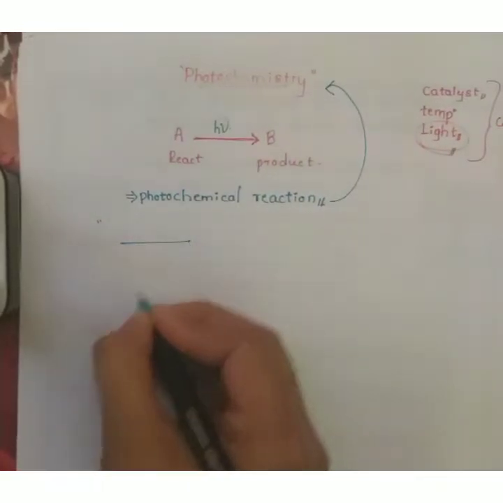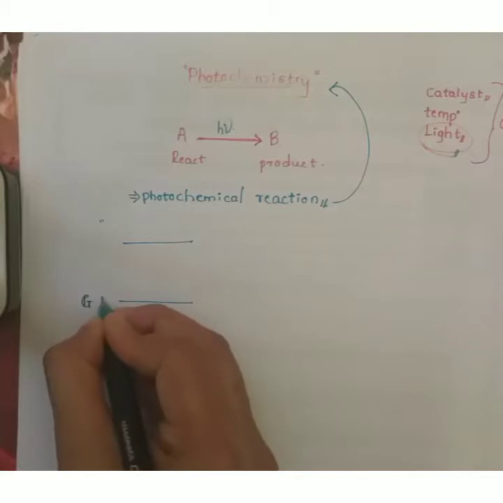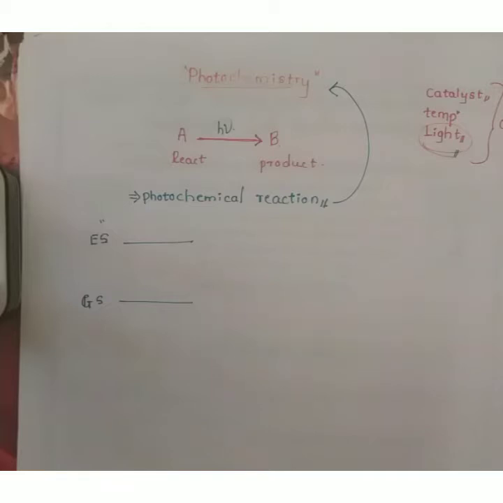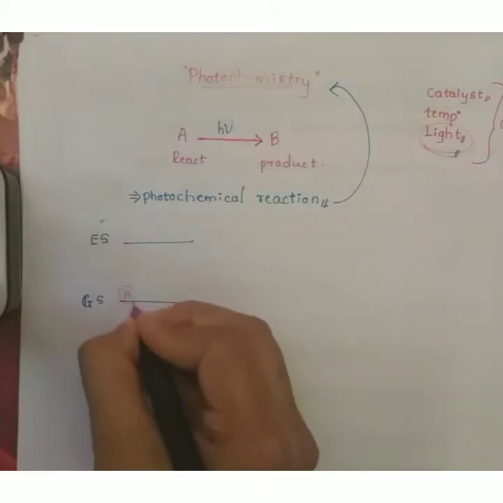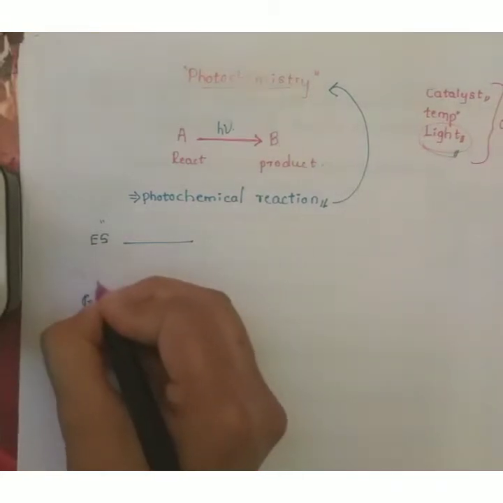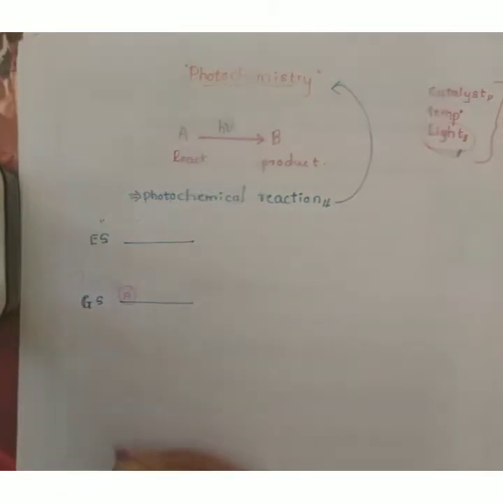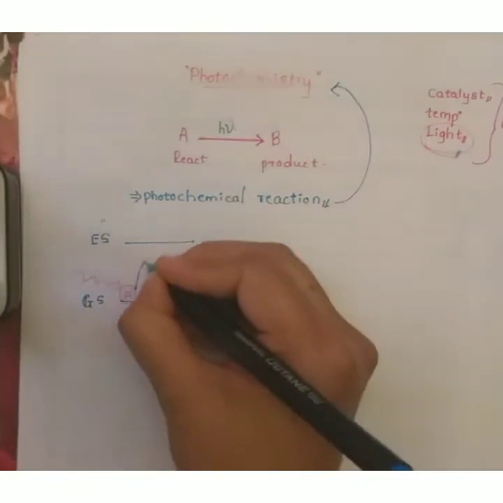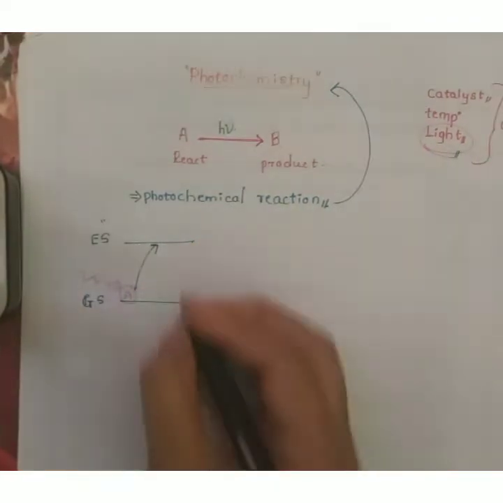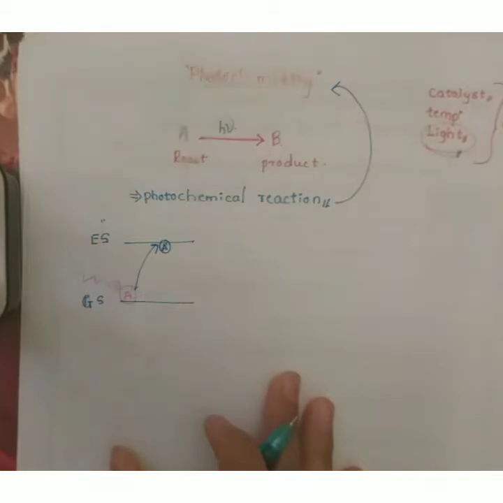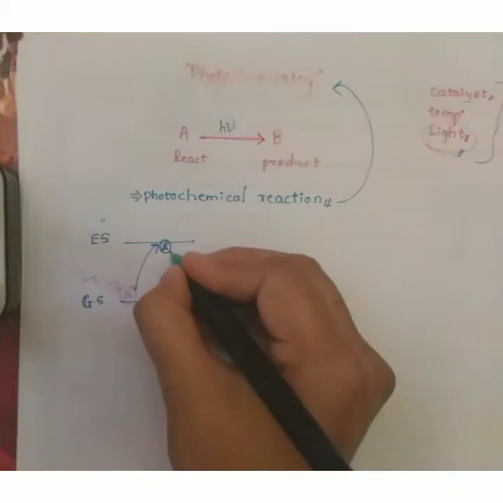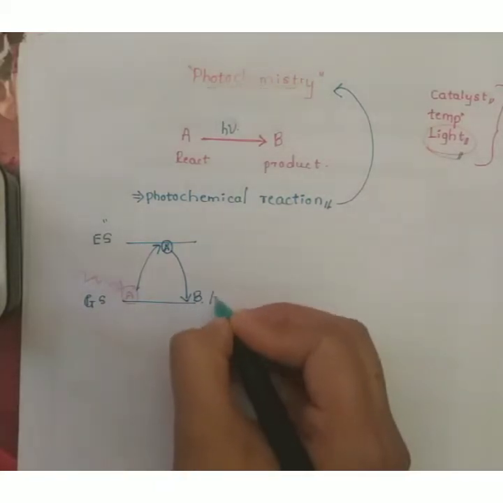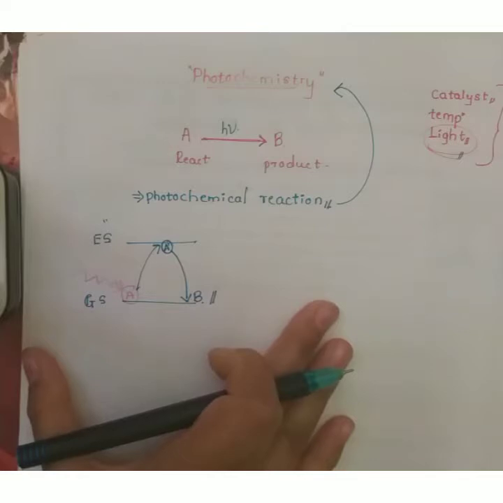Now consider this is a ground state and this is an excited state. The molecule A, or a reactant, absorbs certain radiations. When it absorbs the radiations, the molecule goes to the excited state. Here it remains for a certain period and returns back to the ground state to form the product. Such type of reaction we are going to call a photochemical reaction.